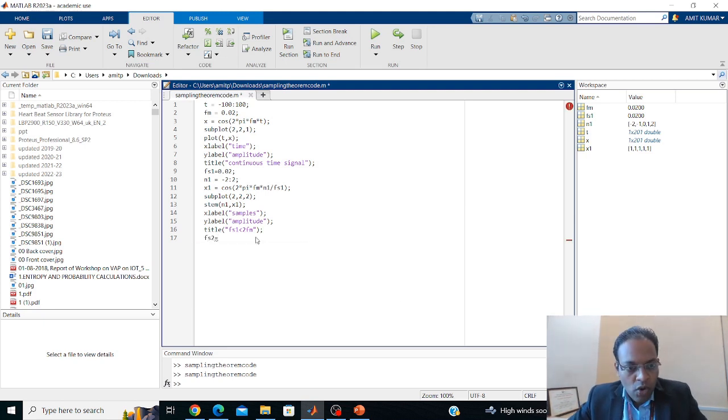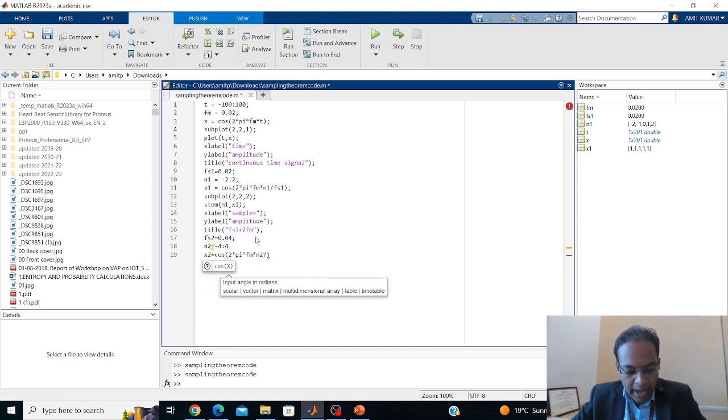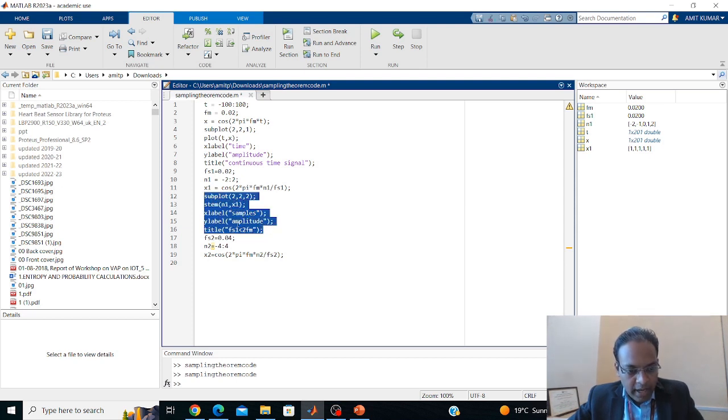Fs2 will be equal to 0.04, that is the Fs2, and N2 we will assume from -4 to +4. And then here we have to write x2 equals cos 2 multiplied by pi multiplied by Fm multiplied by N2 divided by Fs2. Decide the conditions. So here I will copy this and paste it here.